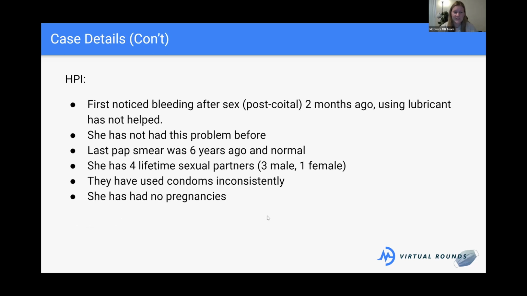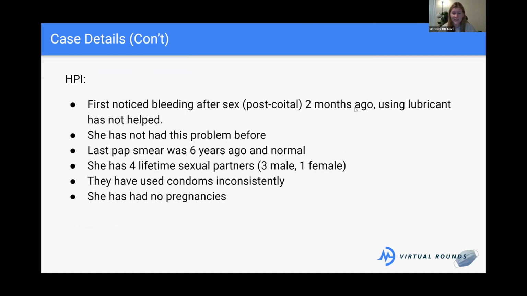So a little bit more of our case details here. Our patient first noticed this bleeding after sex, which can also be called postcoital bleeding, about 2 months ago. She has been using lubricant, and that has not helped her problem. So that makes us think that maybe this isn't a mechanical trauma or tearing mechanism, which is common in a lot of women, especially women who are postmenopausal, which this patient isn't, but just something to keep in mind. She has never had this problem before.